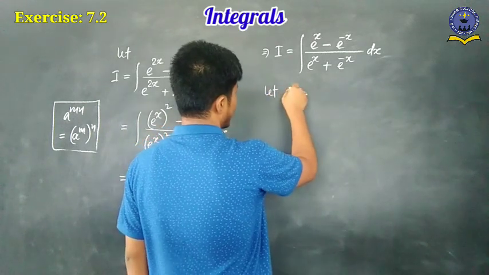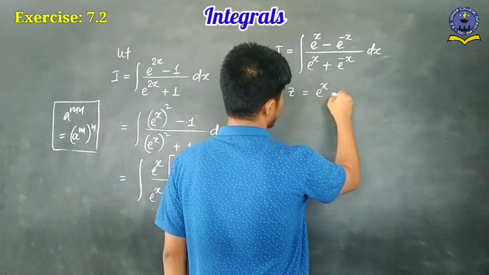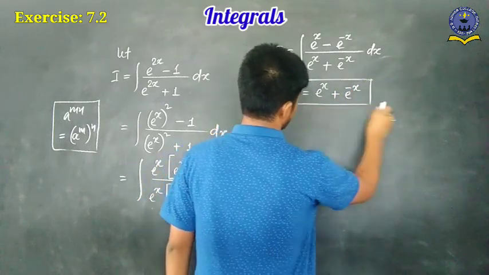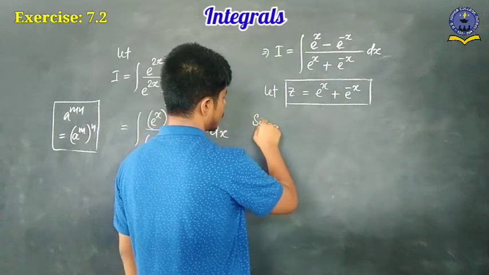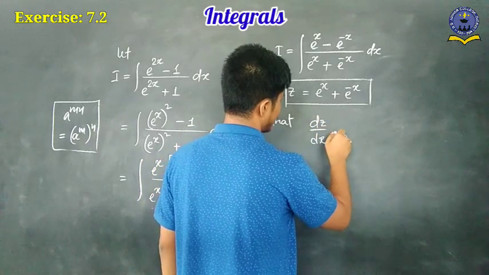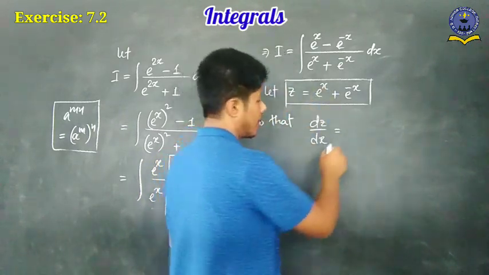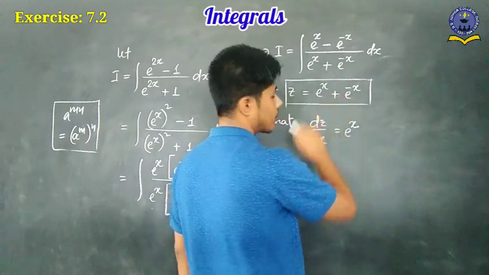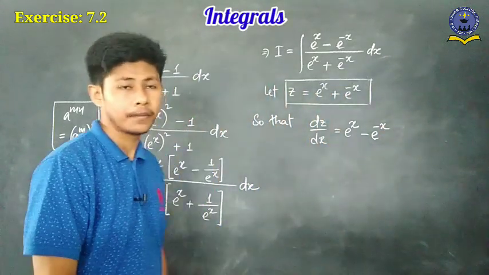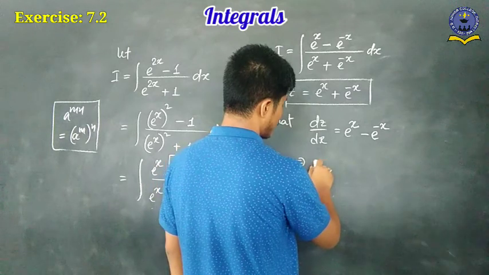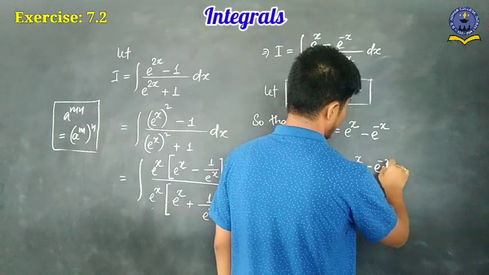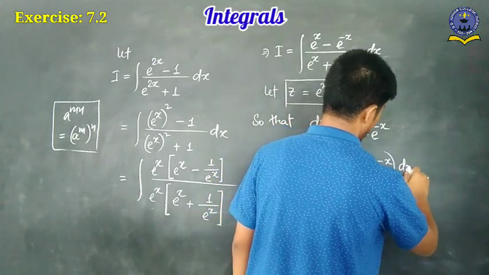So that's why what you have to write, let z equal to e to the power x plus e to the power minus x. So we have to substitute this result, so that dz, differentiating this one with respect to x, so dz by dx equal to d/dx of e to the power x, we have to write e to the power x, and d/dx of e to the power minus x we have to write here minus e to the power minus x. Is it clear? So now if you cross multiply this dx, we get here dz equals e to the power x minus e to the power minus x into dx.